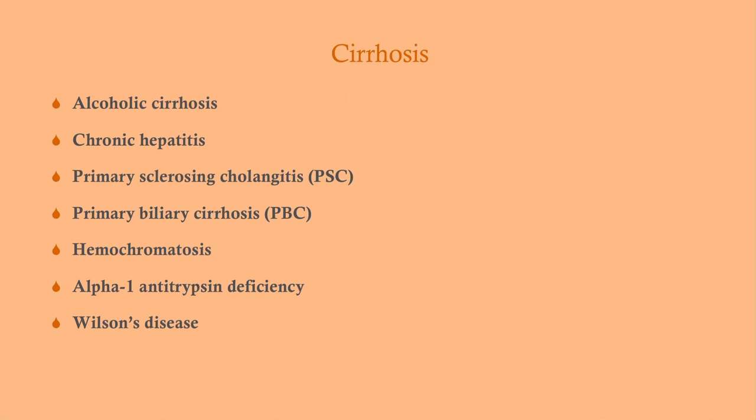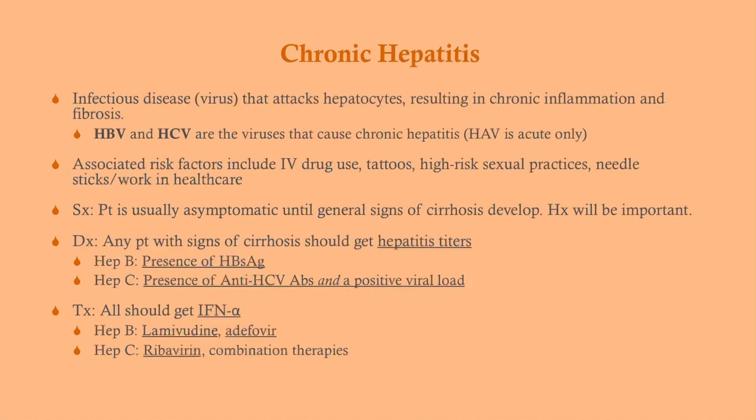Okay, we're going to run through now some of the causes of cirrhosis, and we're just going to do sort of an overview. I go into all of these things in more detail in other talks. First of all, chronic hepatitis. We're talking about viral hepatitis here. This is an infectious disease that attacks hepatocytes, resulting in chronic inflammation and fibrosis. And remember, that's basically the definition of cirrhosis.